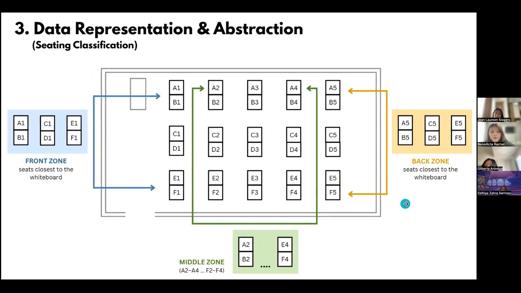Okay, so we further classified the classrooms into zones. The first one is the front zone, which is closest to the whiteboard, A1 to A5. The middle zone seats are from row B to E. And also the back zone, which is row F, the farthest from the board.